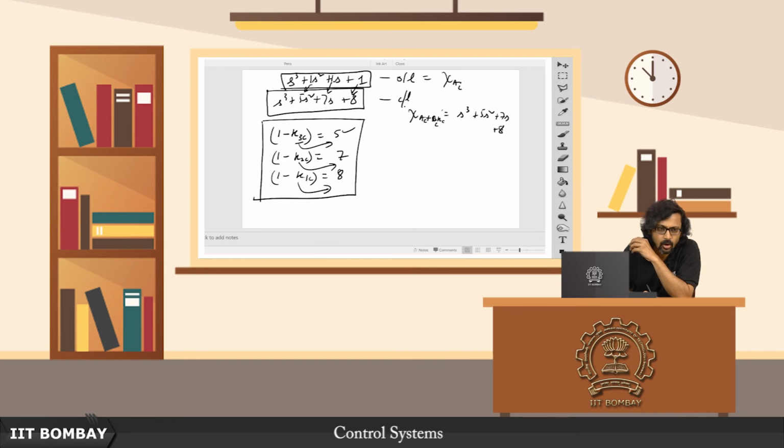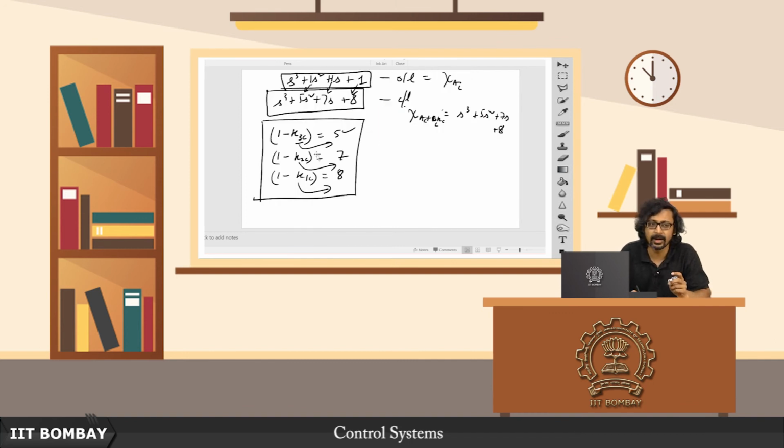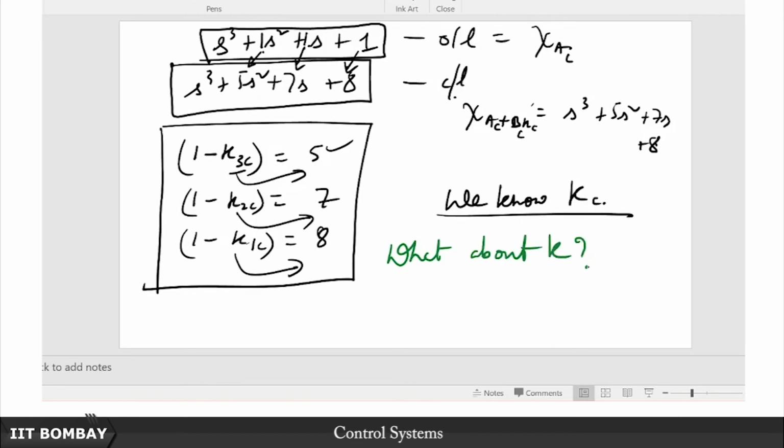What is still remaining is, note that we started from a realization in terms of A, B, C, then we took the similarity transformation, went from x to x tilde, and now in this x tilde domain, in this controller canonical form or phase variable canonical form, we have evaluated this Kc. So now we know Kc, but the question remains, what about K? What is K?